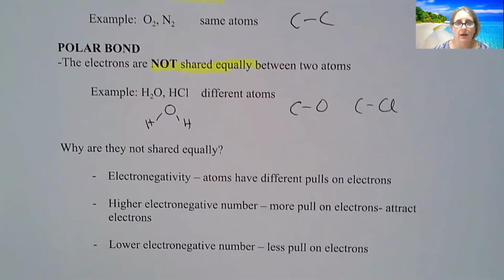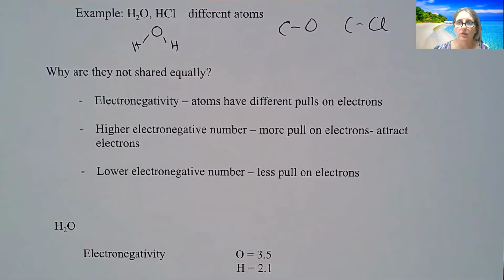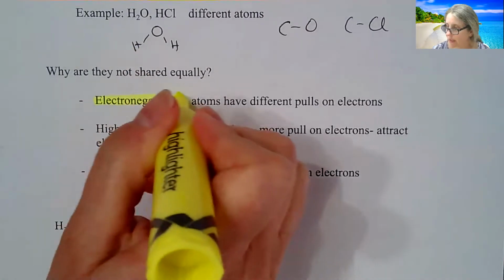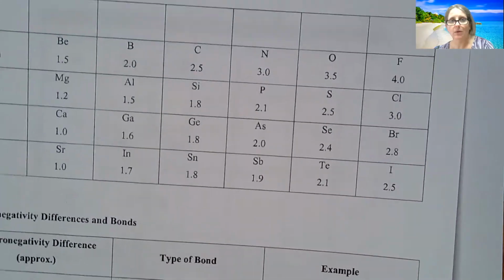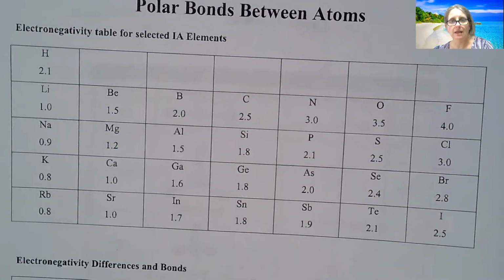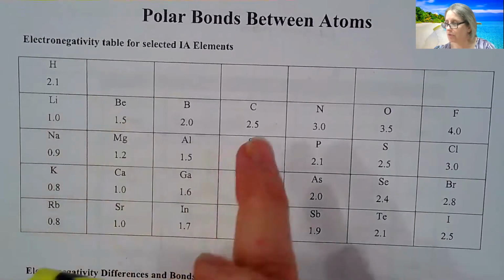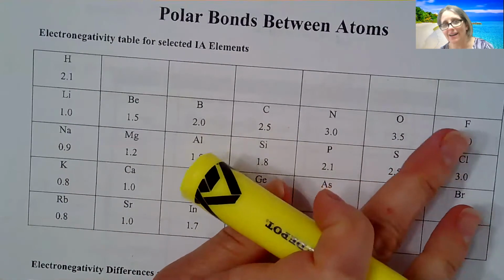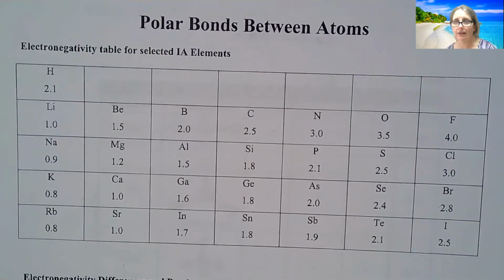Well, why are the electrons not being shared equally? Well, it has to do something with electronegativity, okay? And that's a topic that you may have learned first year chemistry. Different atoms have different pulls on electrons. So we have what we call the electronegativity table, which is this table here. It's only the first two columns of the periodic table, so these are the first two, and these are the last five. It does not include noble gases because noble gases don't want any electrons.